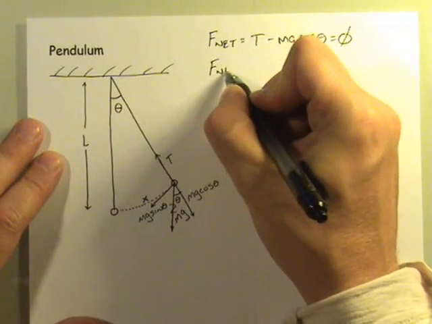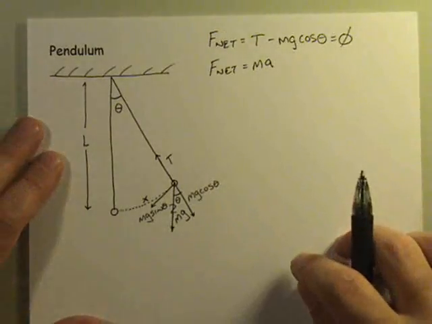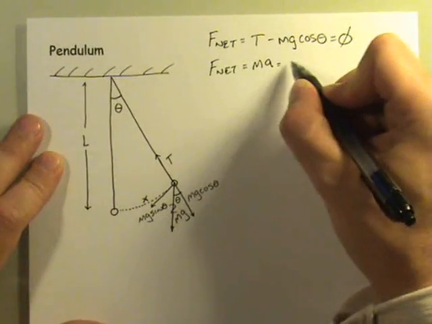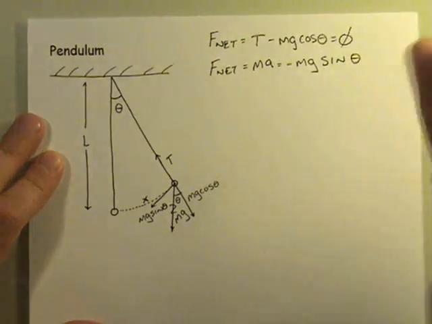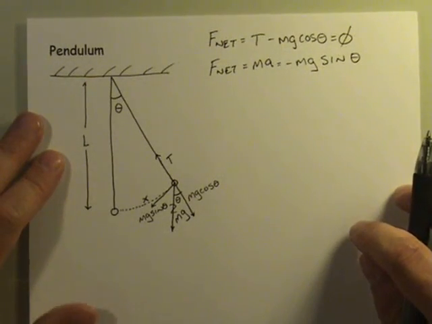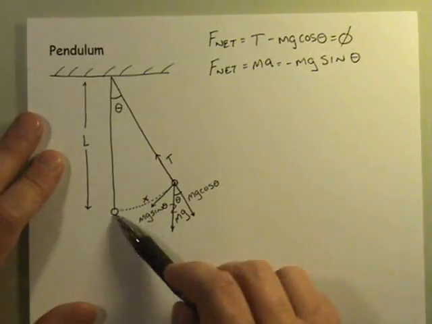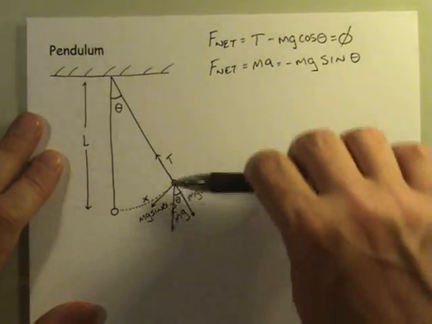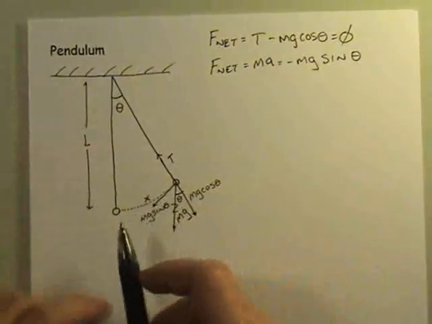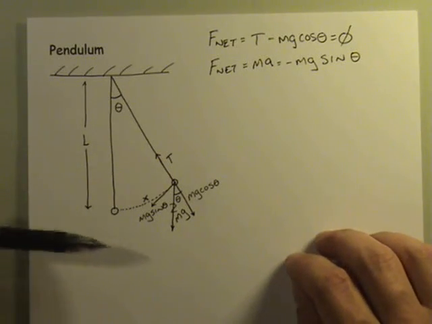So in this case, we would say F net equals MA, and that is going to be equal to minus mg sine theta. And I say negative mg sine theta because of course if I pull this out to the right, then the force that acts on it and the acceleration is to the left. If I pull the pendulum bob out to the left, then the force that acts on it is always going to be towards the right.